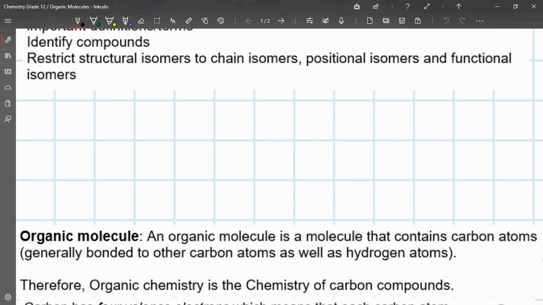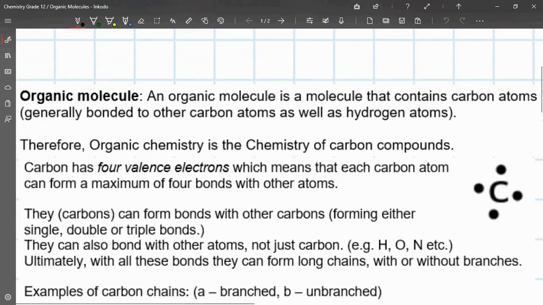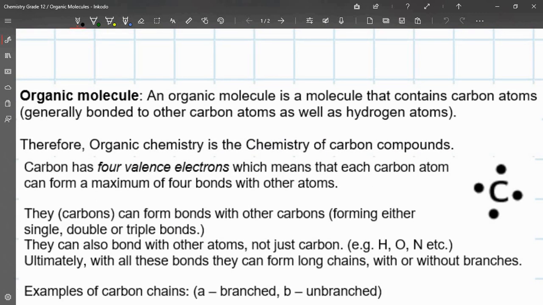So a lot of this organic chemistry is going to revolve around carbon forming structures. Why do we choose carbon? What's important about carbon? So let's go through. Carbon has 4 valence electrons. You should know what valence electrons are. These are electrons in the outermost orbital. So carbon has 4 valence electrons. That means a carbon atom can form a maximum of 4 bonds with other atoms.